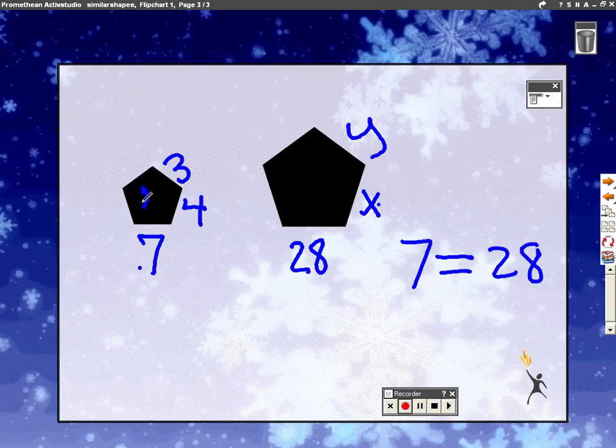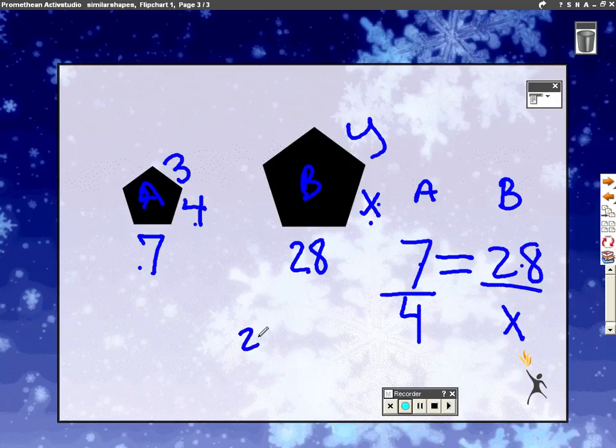Okay, going back to shape A and shape B. So A versus B. Okay, so 7 and 28. 7 is in the same location as 28. 4 is in the same location as x. Cross multiply. So 4 times 28, I'll do my little work here. 2, carry the 3, 112. So 7x equals 112. I have to figure out how many times 7 goes into 112. Wait, did I do my math right? Yes, I did. Okay, just double checking.